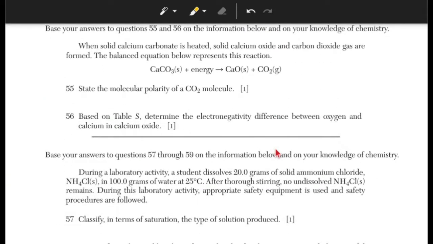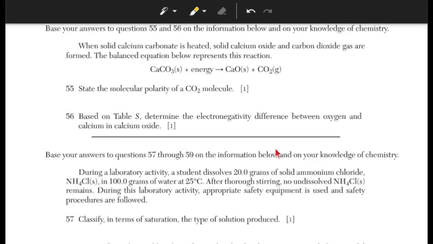When solid calcium carbonate is heated, solid calcium oxide and carbon dioxide gas are formed. The balanced equation below represents this reaction. State the molecular polarity of a CO2 molecule. The polarity of a molecule is determined by looking at the Lewis structure. A nonpolar molecule is symmetrical, while a polar molecule is asymmetrical.